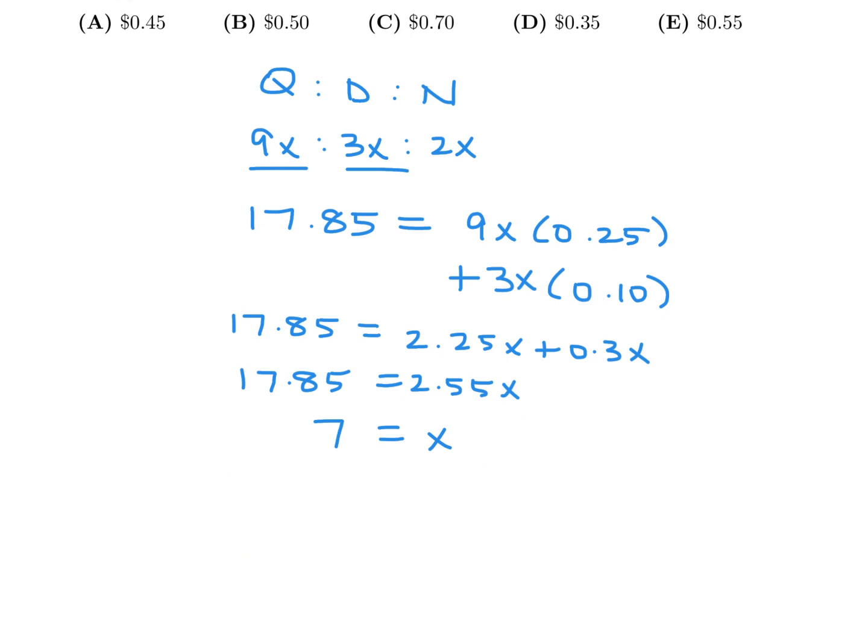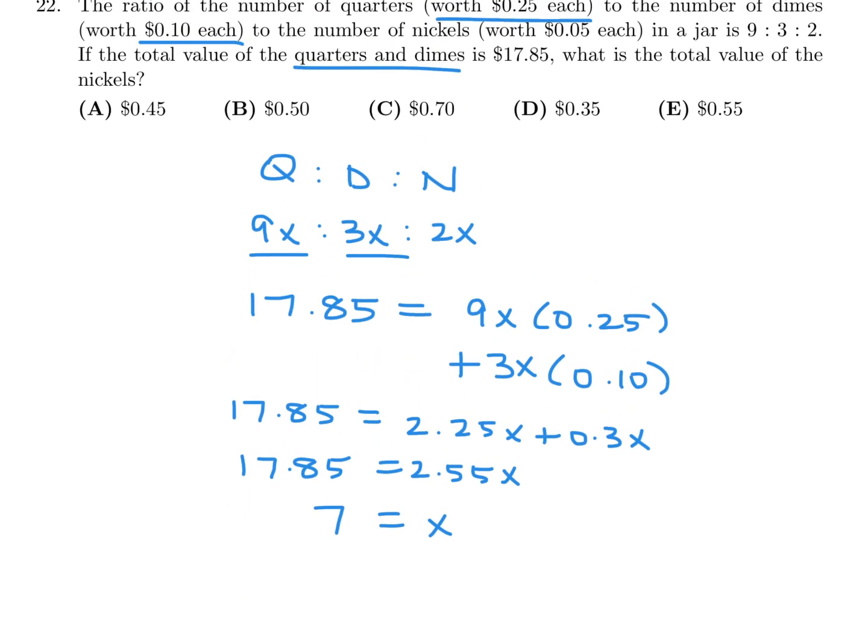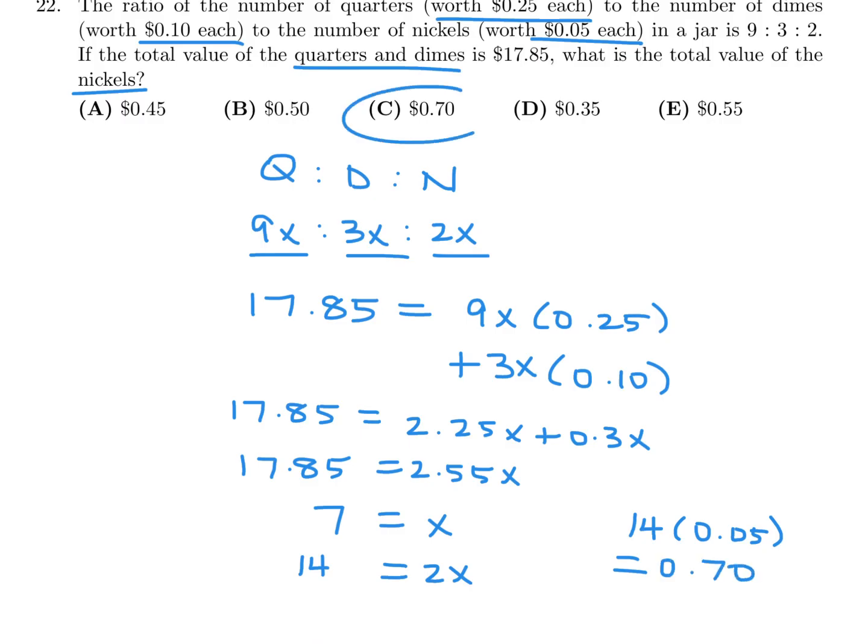Okay, that's great. So then what were we asked? Total value of nickels. So nickels is 2x, so 2x would be 14. And a nickel is worth 5 cents each. So it'd be 14 times 0.05, and that, I believe, is 70 cents. So 70 cents, and that would be C.